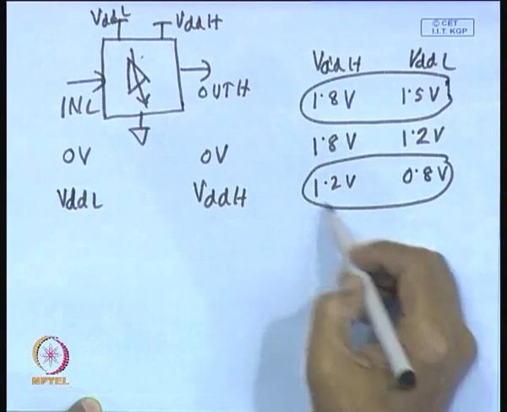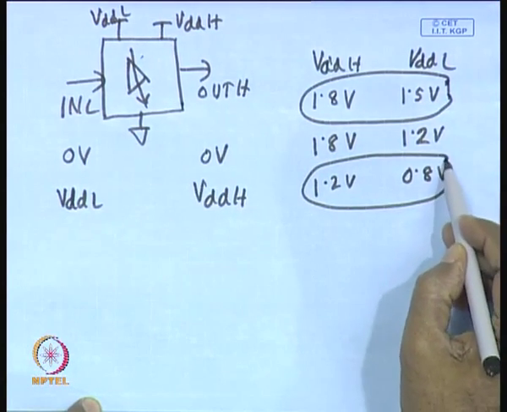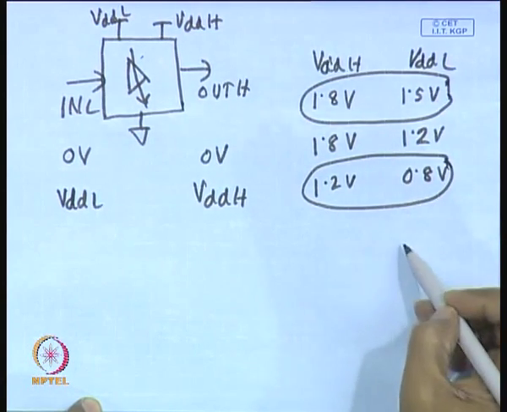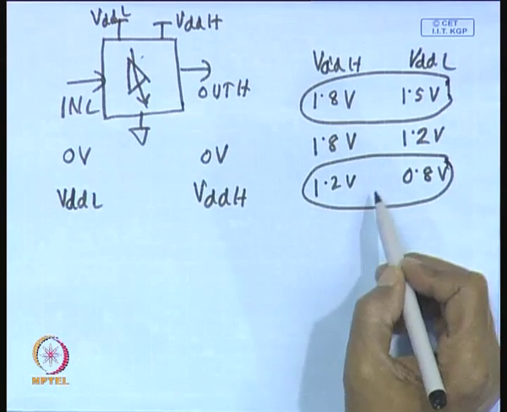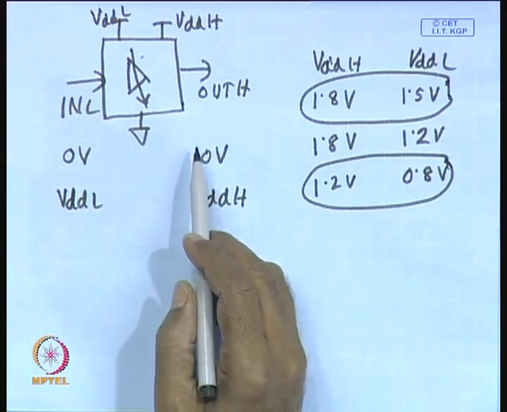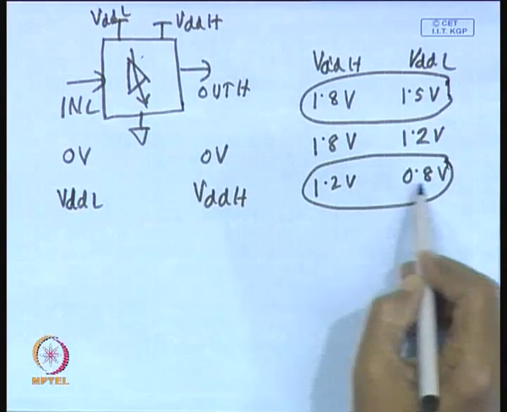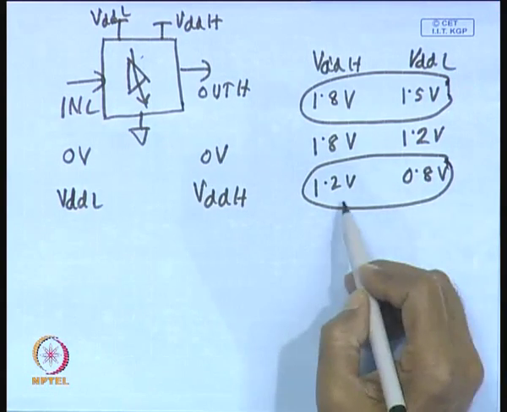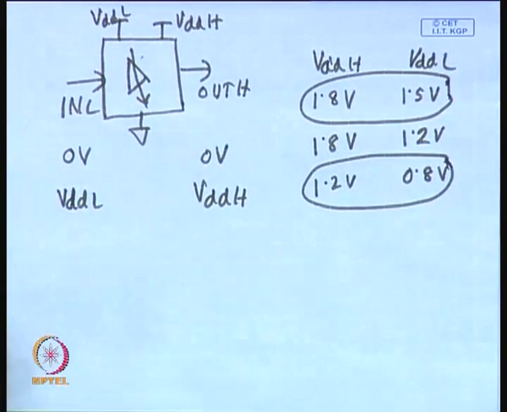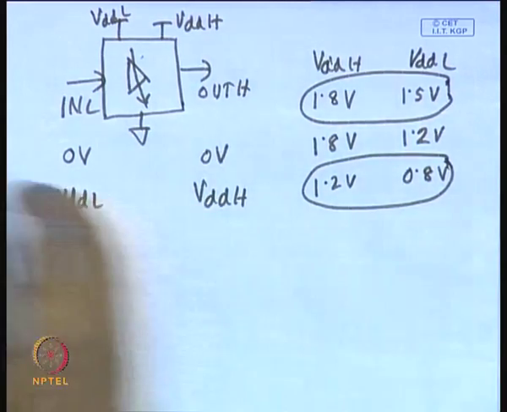By characterization, I mean what will be their worst case delay, what will be their power dissipation, and so on. These are to be characterized for different voltage pairs, because you are likely to use level converters at the interface of circuits of different voltage domains. So, you may have several such voltage pairs.